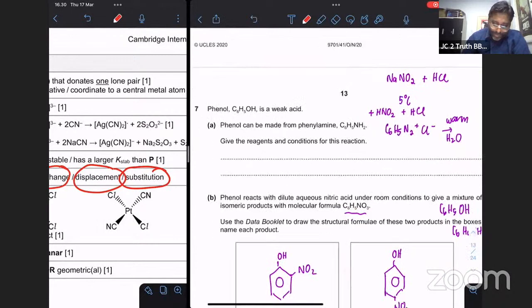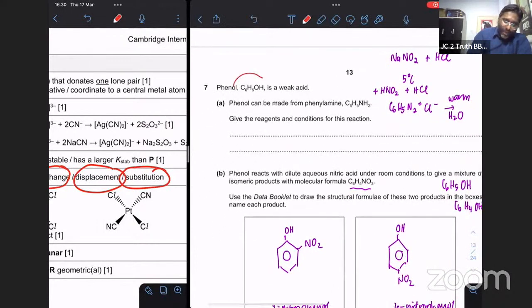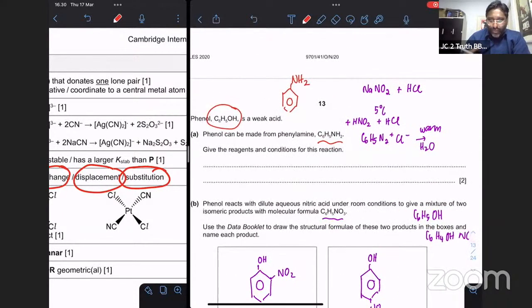Now, question number 7. They say that phenol is a weak acid. Yes, correct. Phenol can be made from phenylamine. Give the reagent and condition for this reaction. So if you have phenylamine, which is benzene with NH2, you are going to make phenol. If you want to make phenol, do remember that you need to change phenylamine into benzene diazonium salt first.